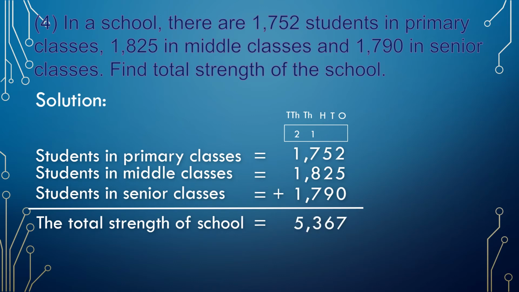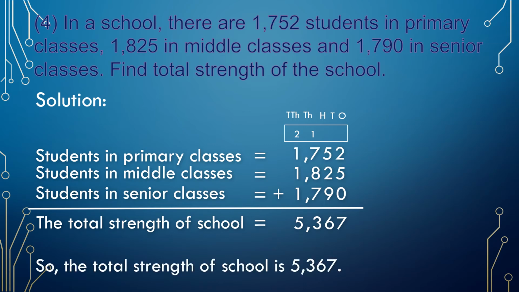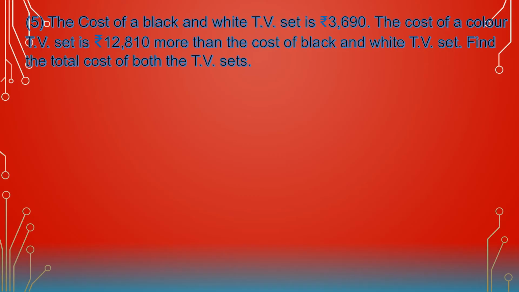So the last statement is the total strength of the school is 5367. Let us solve one more question. Question number 5. The cost of a black and white TV set is rupees 3690. The cost of a color TV set is rupees 12,810 more than the cost of the black and white TV set. Find the total cost of both the TV sets.